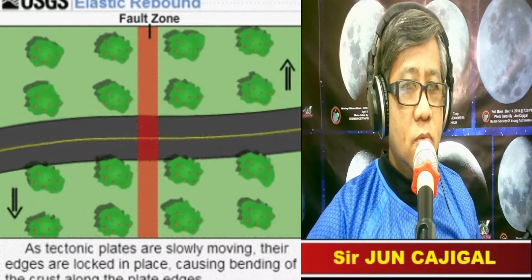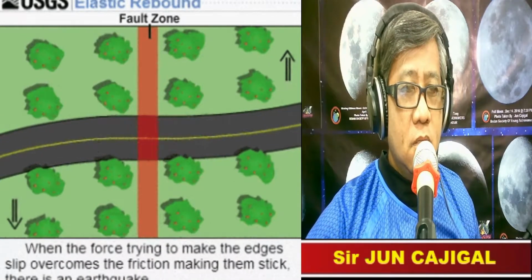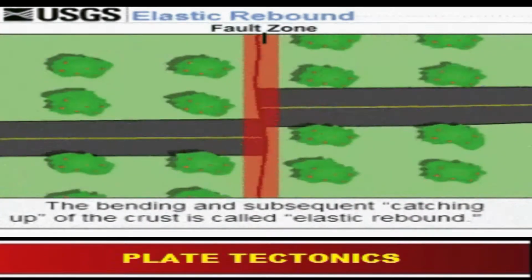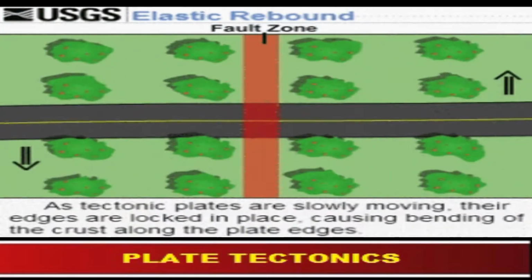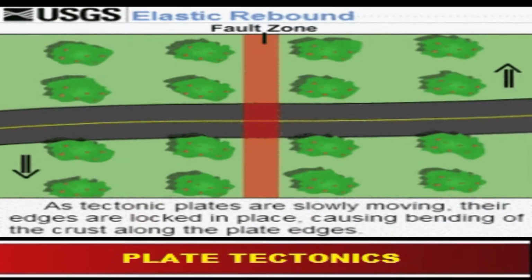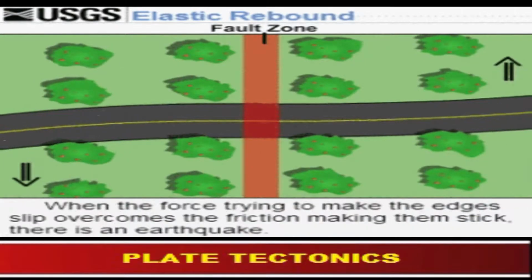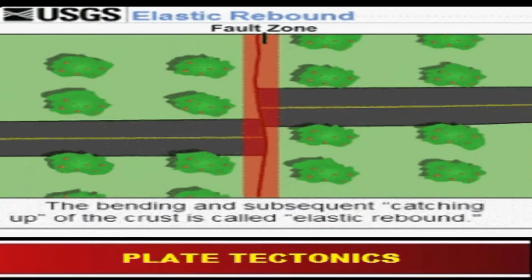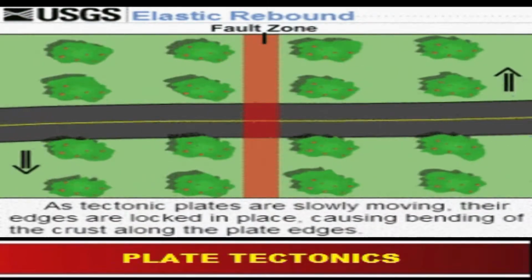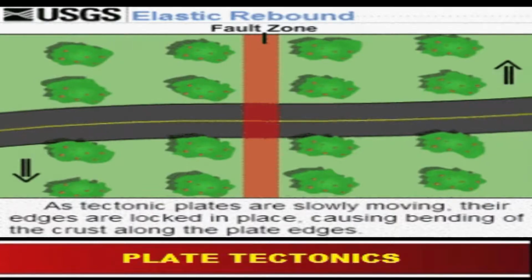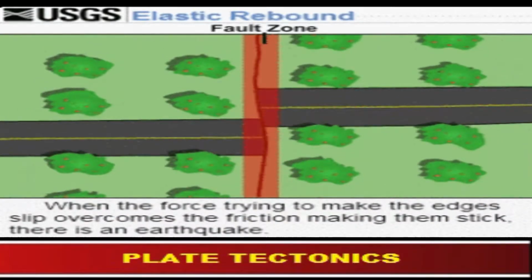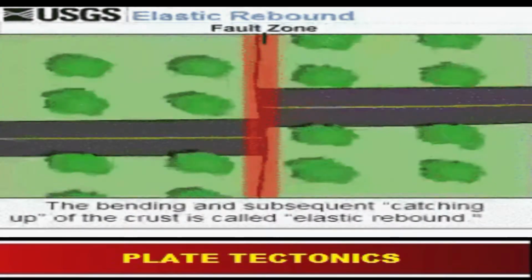Alright, can you take a look again at this animated illustration? So here, the rocks are subjected to stress. Okay? And as the stress continues, the rocks, they deform. So they are under strain. And eventually, when the stress exceeds the strength of the rocks, they break, releasing energy in the form of seismic waves.